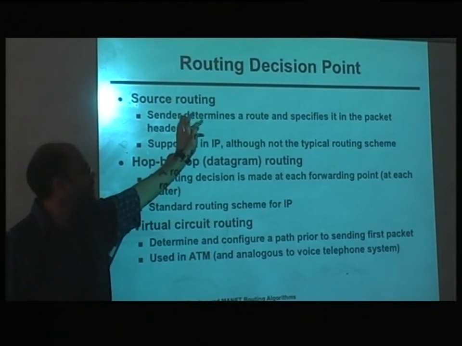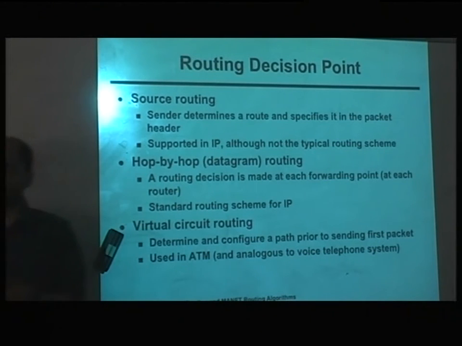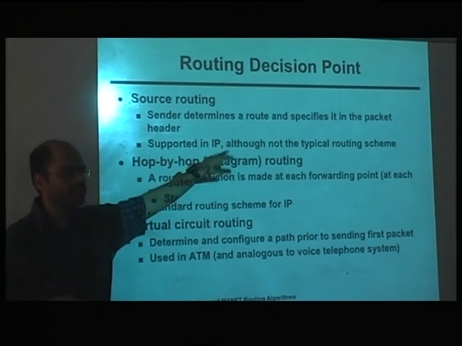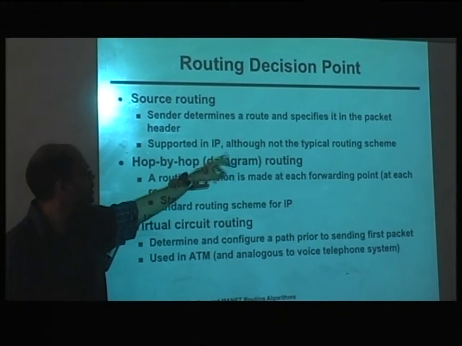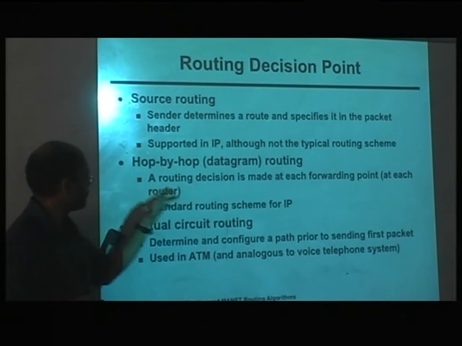Link state. So link state, because it knows the whole topology, it can figure out the whole route at the source itself. So this is typically link state. This is supported in the IP standard, so it's in the IETF standard. It is specified and we can use it.